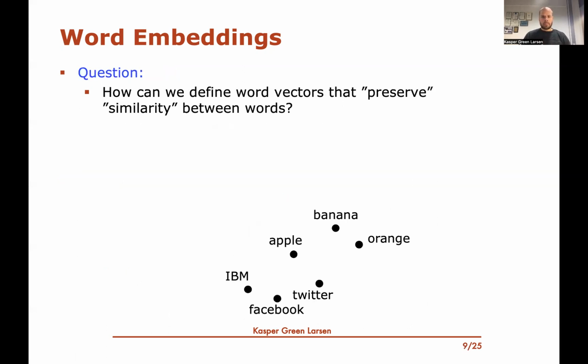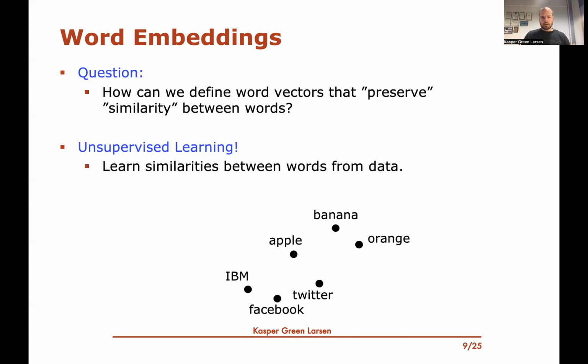Okay, so we would like to somehow define word vectors that preserve similarity between words. Here's a bunch of words, and this is really an unsupervised learning problem in some sense. We just have words. There's not really a notion of labels. There's just different words. There's no one telling us that this is more similar to that one. So what we want to do is use unsupervised learning, that's the basic idea, to learn similarities between words from some data set that we collected. We don't want, as a programmer, to sit and write down that this word is similar to that word.